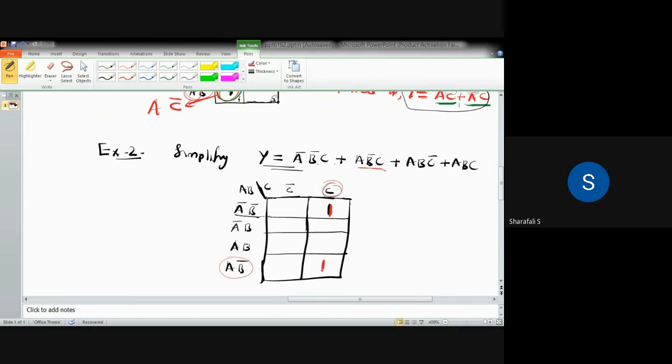So here we are having one. Then third one is A B C bar. A B is here, C bar is here. So A B C bar is this one. And A B C. A B C is A B. Now you can group this.